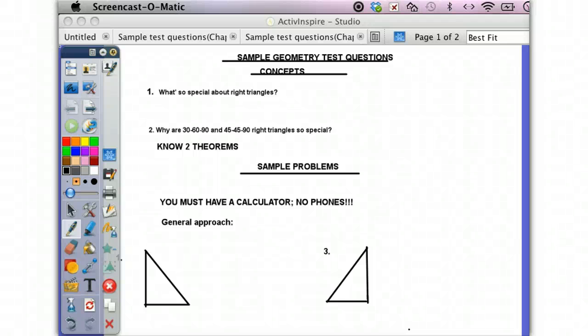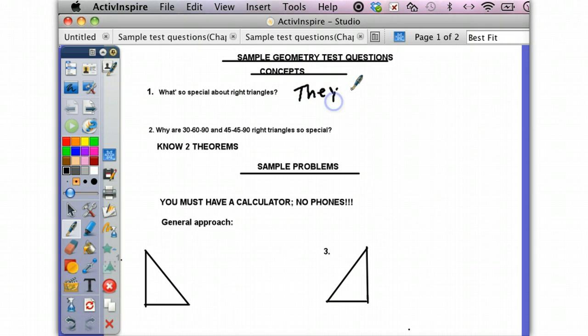Here we go. This is going to be our sample questions for our upcoming test. The first one I'd like to put on here is, what is so special about right triangles? Jessica, do you remember? They're right and they're always pointing up. All right, so they are right. They're always right. And like you mentioned, they point up.